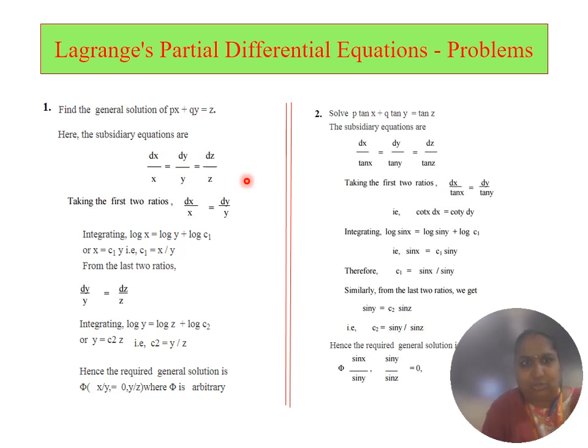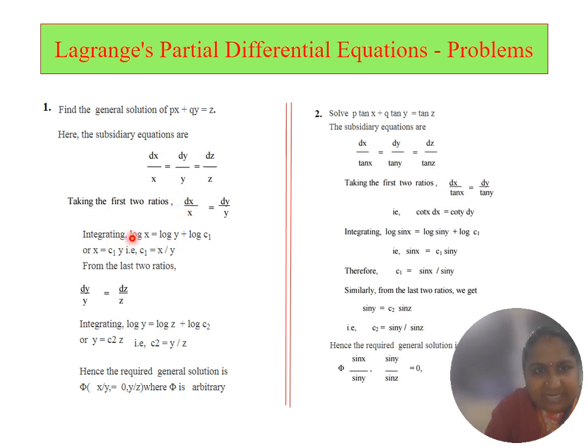Take the first two ratios. Here dx by x is the first ratio, dy by y is the second ratio and dz by z is the third ratio. Taking the first two, dx by x is equal to dy by y. If we integrate this, log x is equal to log y plus log c1, because integration gives a constant, therefore log c1. Bring log y to the other side: log x minus log y equal to log c1. So log of x by y equal to log c1. Eliminating log, we get x by y equal to c1. That is the first solution.